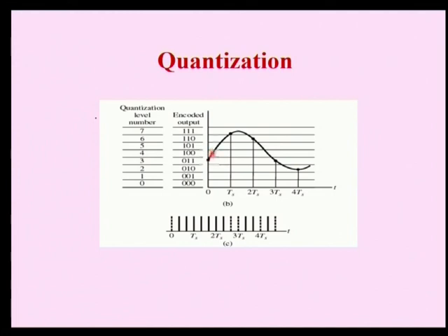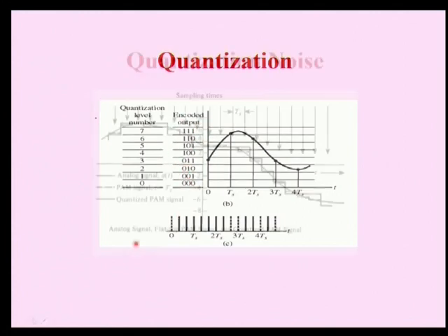Here this is the original signal and this is the sampled signal. It is sampled at TS, 2 TS and 3 TS, and these samples are encoded, or converted into quantized signals, and then converted into binary outputs.